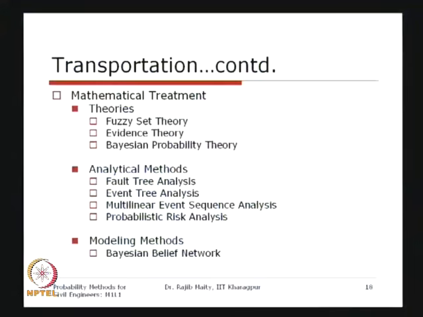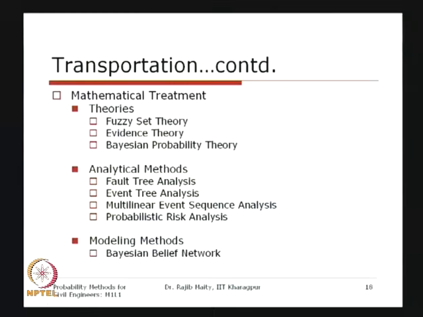In these analytical methods, we can go for fault tree analysis, event tree analysis, multilinear event sequence analysis, and probabilistic risk analysis. So apart from this analysis and analytical theory that is available, we can go to probabilistic risk analysis if the information that is available to me is not very certain.